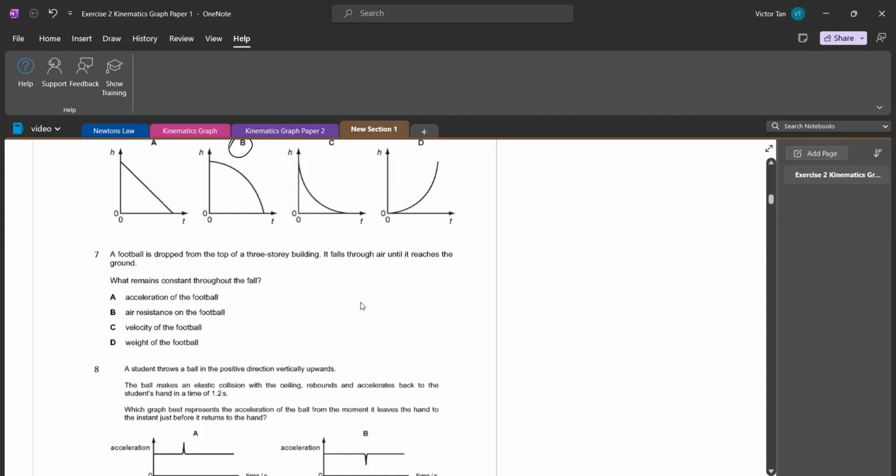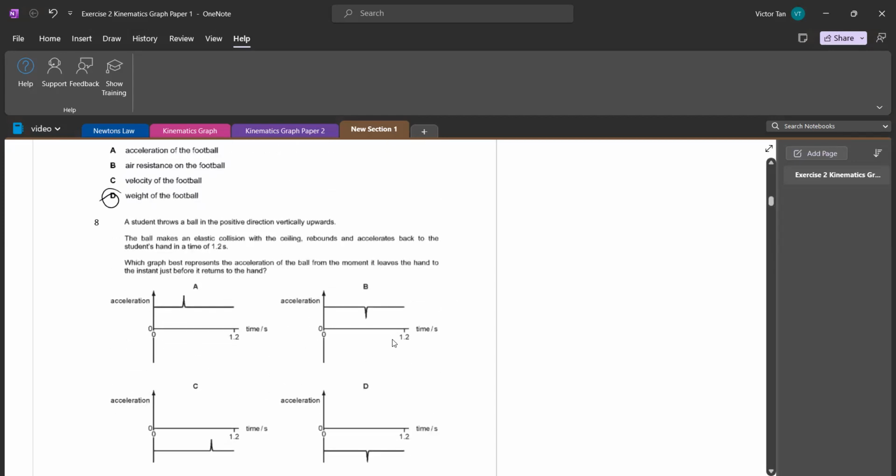A football is dropped from the top of a 3-story building. It falls through air until it reaches the ground. What remains constant throughout the fall? So it falls through air. So the weight of the football would be constant. Air resistance will be increasing. Acceleration of the football will be decreasing. Velocity of the ball will be increasing.